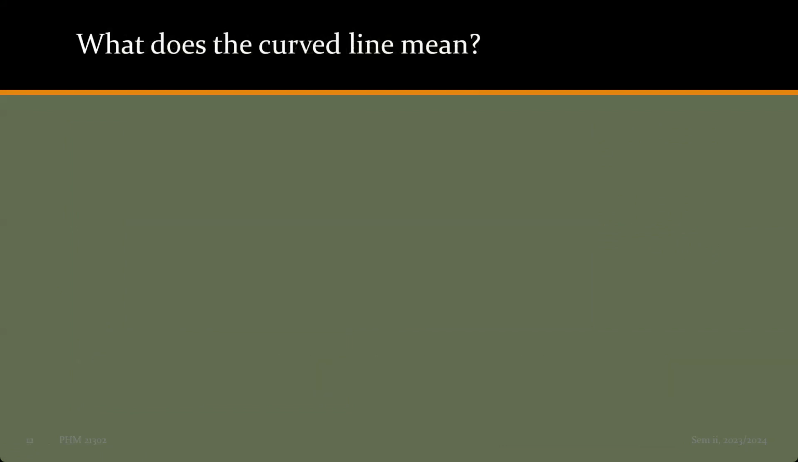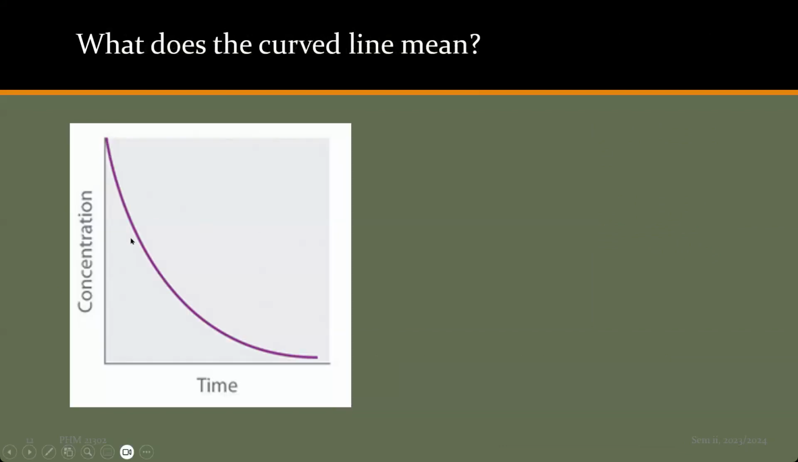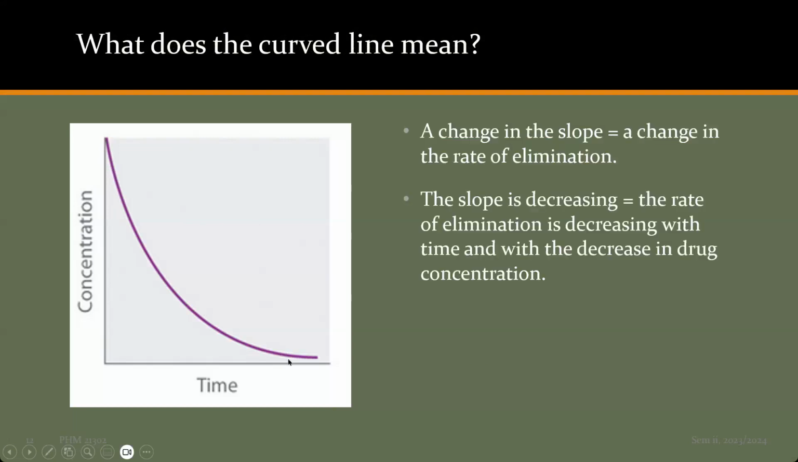Then we explained that having a curved line like this means that the rate of decrease of concentration decreases with time. So it means there is a change in the slope, a change in the rate of elimination, and the slope is decreasing with time as I showed. So the rate of elimination is decreasing with time, because it depends on one factor, that is drug concentration. So with time, once the drug concentration decreases, the elimination rate also decreases.